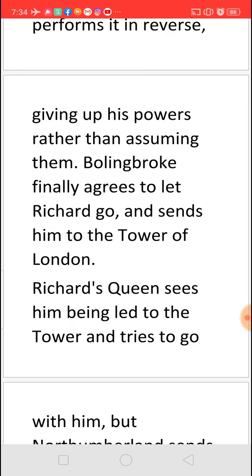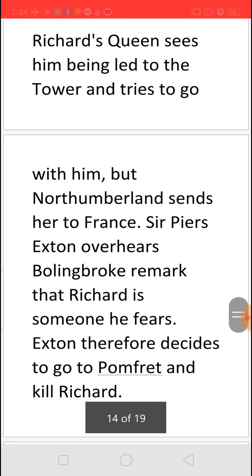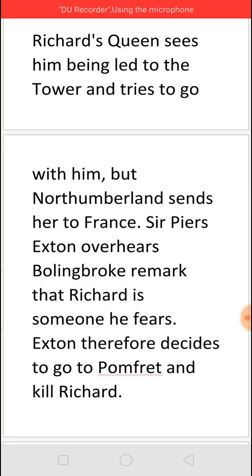And when Richard is taken to the Tower of London, his queen sees him and she also wants to go along with him. But Lord Northumberland finds something wrong. So he tells her not to go to the Tower of London, but to go to France and stay with her brother there, because she is from France. And after Richard II is sent to the tower, Bolingbroke somehow feels that Richard II is always a threat to his throne. And when he is expressing his fears, Sir Piers Exton overhears it, and he decides to go to Pomfret and kill Richard.